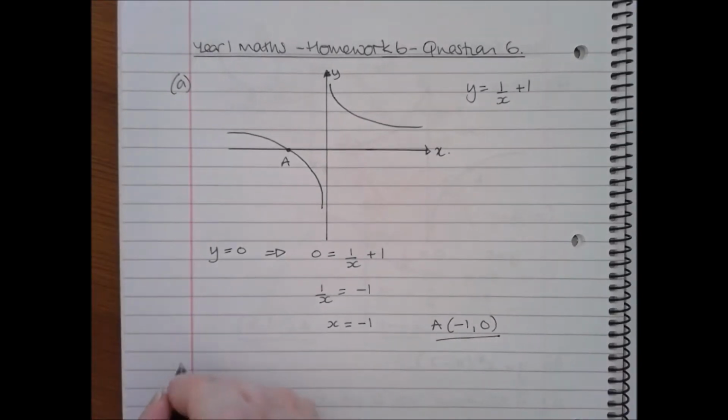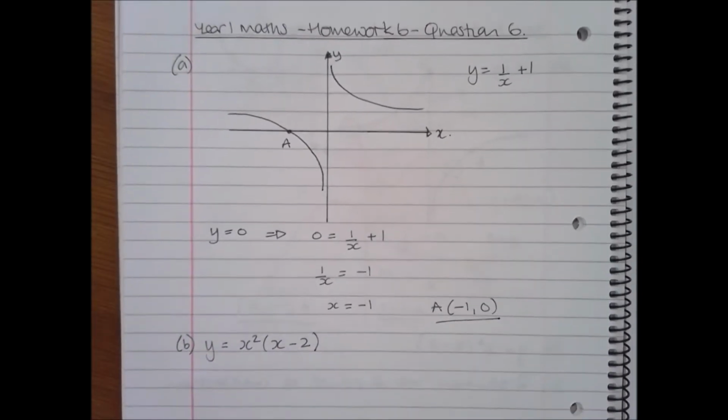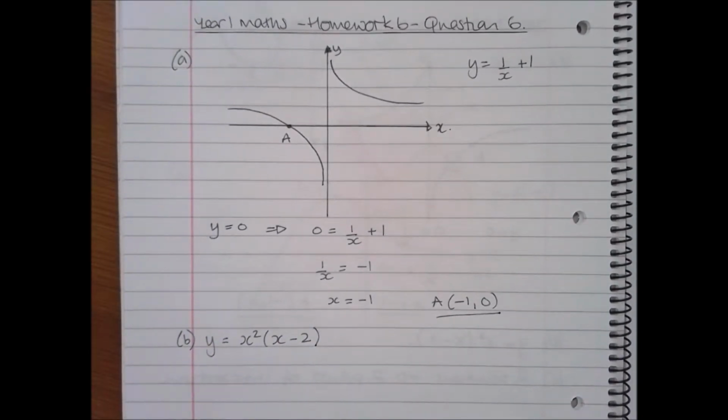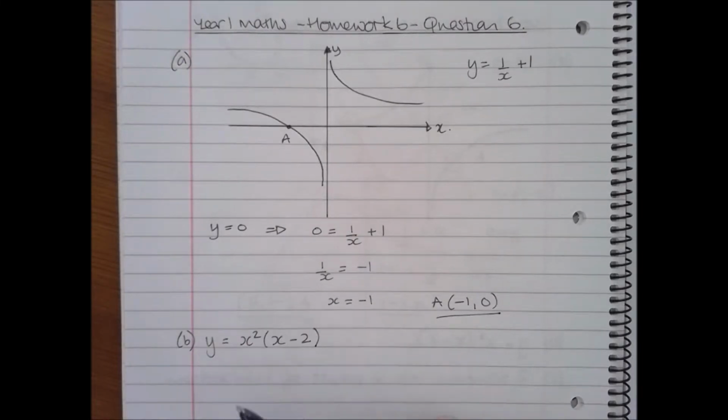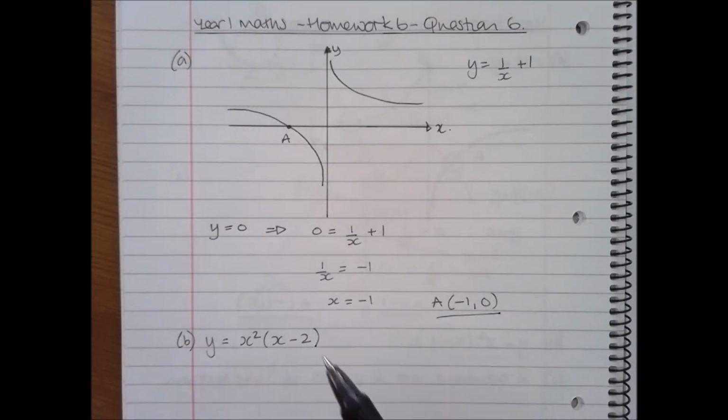And then part B asks us to sketch the curve y equals x squared multiplied by x minus 2. Now this is a cubic, and if I multiply my x terms together I get a plus x cubed. So it's a positive cubic term. So my curve is going to go up, come back down, and then go back up again. If it was a negative cubic term, it would go the other way around.